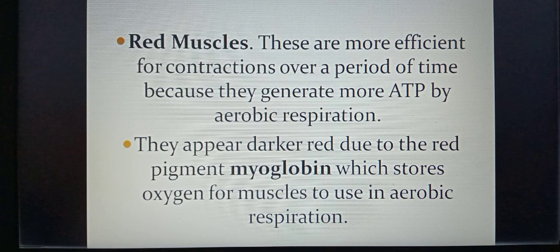Red muscles are more efficient for contractions over a period of time because they generate more ATP by aerobic respiration. In athletics, for long distance events, let's say 800, 1,500, 3,000, 5,000 meters up to 21K to 42K, you will be using red muscles. They appear darker red due to the red pigment myoglobin, which stores oxygen for muscles to use in aerobic respiration. How about the white muscles?